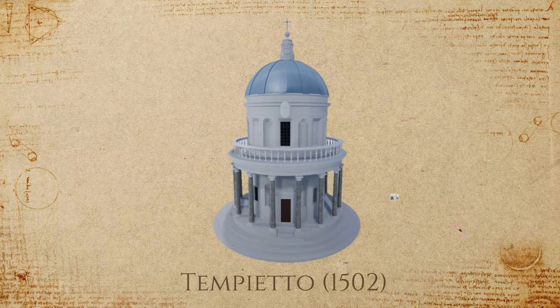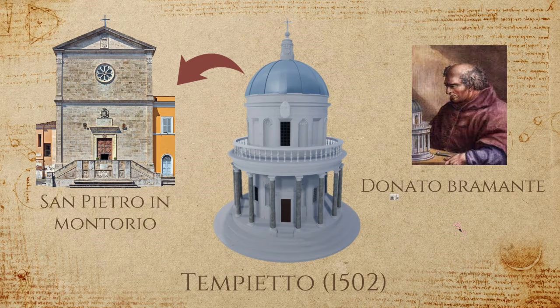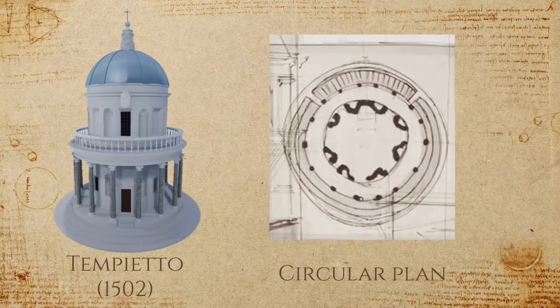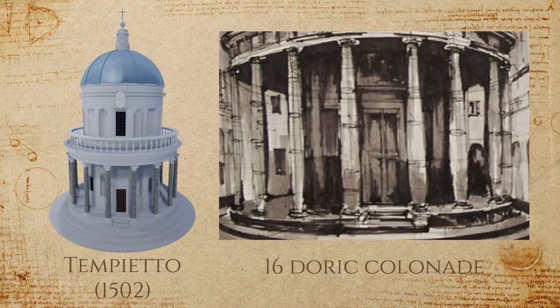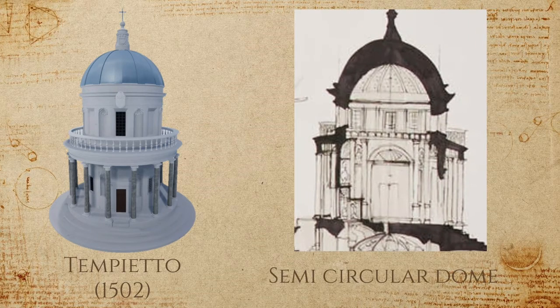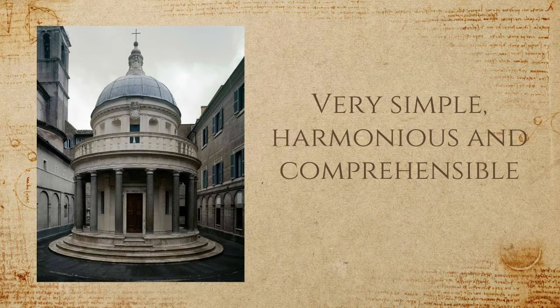One best example of High Renaissance work was the Tempietto in 1502 in Rome, Italy by Donato Bramante. So, here is the Tempietto, or a small chapel next to San Pietro in Montorio. Tempietto is circular in plan with a Doric colonnade of 16 columns surrounding a small cella, 2 stories, a semicircular dome raised high on ground, and a large finial. The monument is very simple, harmonious, and comprehensible.